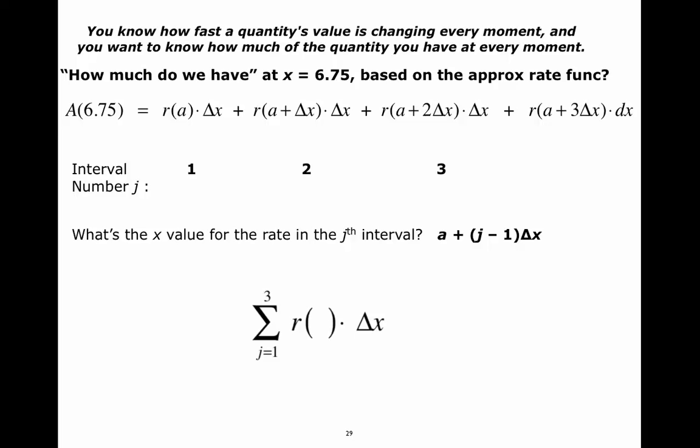Because we want J to be the interval number. We want this to be the number of the interval. So we're going to start with the first interval. And in the first interval, we don't add any delta X's. We just have A. So it's one less. And then the second interval, to get to the left side of the second interval, we only have to go across one interval. So that's one less than two. It's two minus one. To get to the left side of the third interval, we only need to traverse two intervals. So one less than J. So we're going to always go A plus one less than J number of delta X's.